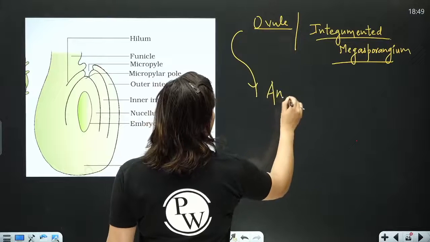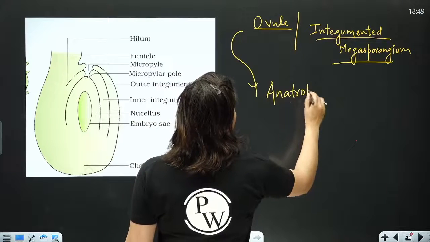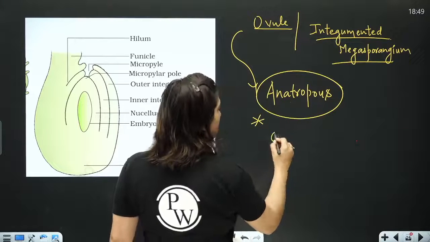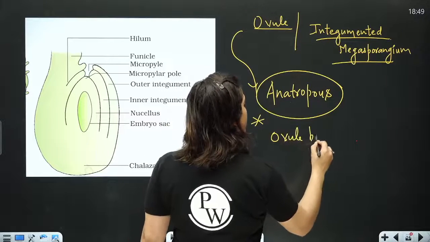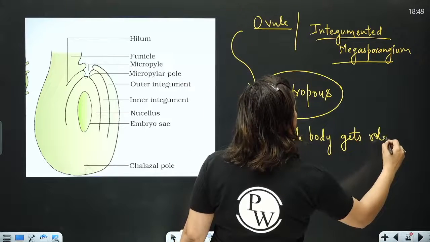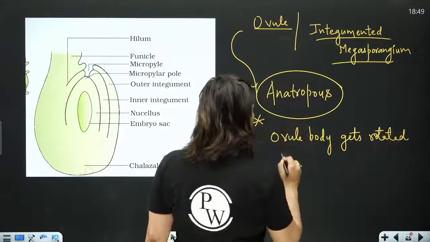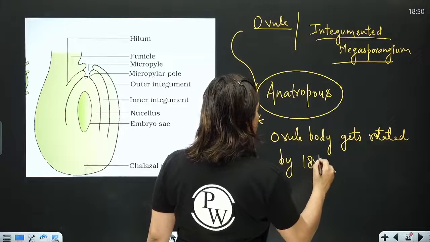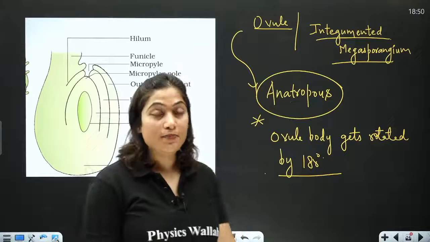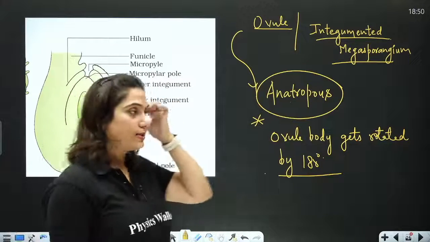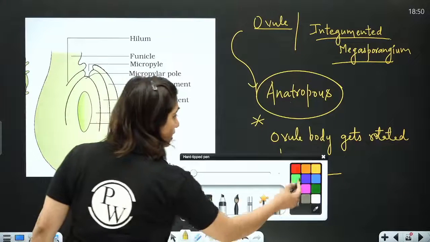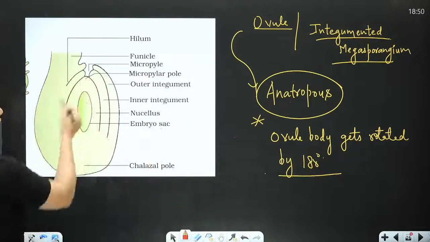It is anatropous in nature. What is the meaning of anatropous? That means the ovule body gets rotated by 180 degree. The ovule body rotates by 180 degree over funicle. This is anatropous ovule. So a typical angiospermic plant has anatropous ovule, and these are the several parts of the ovule.